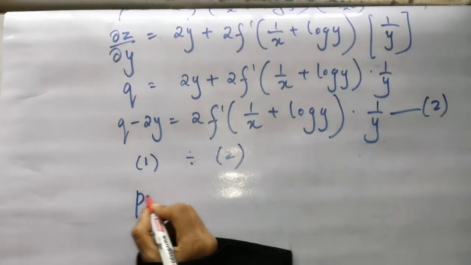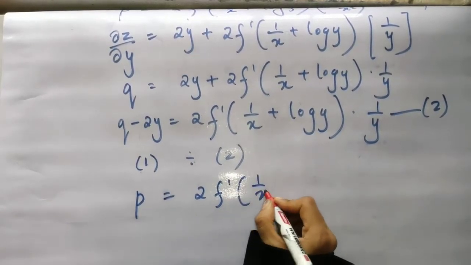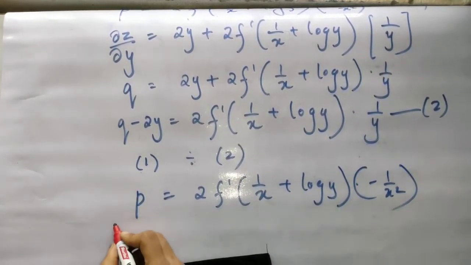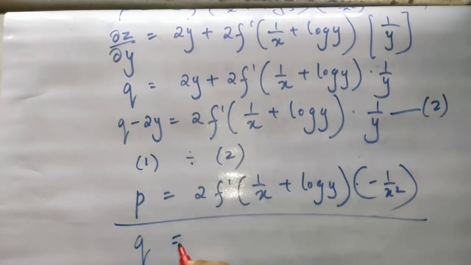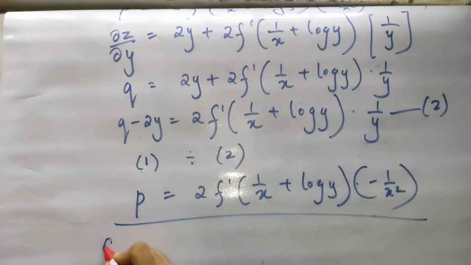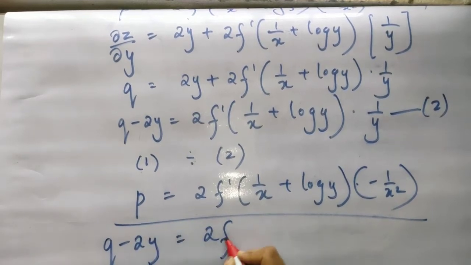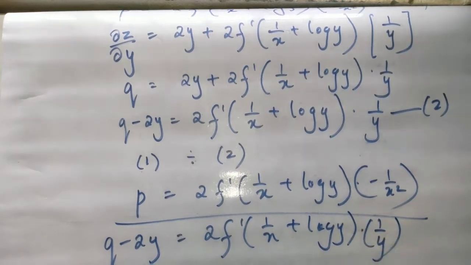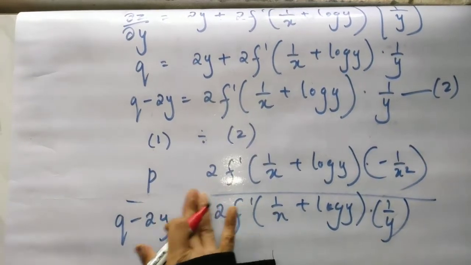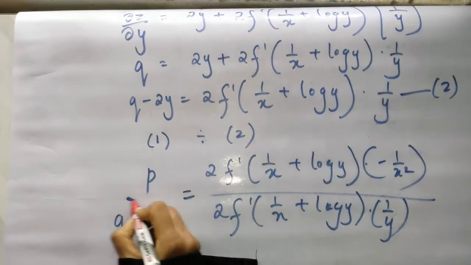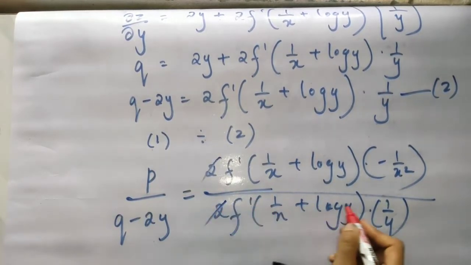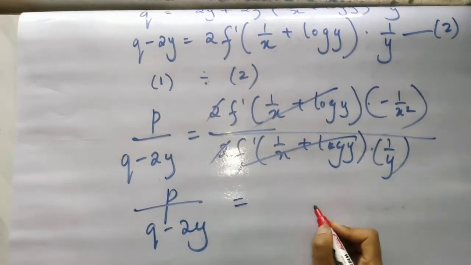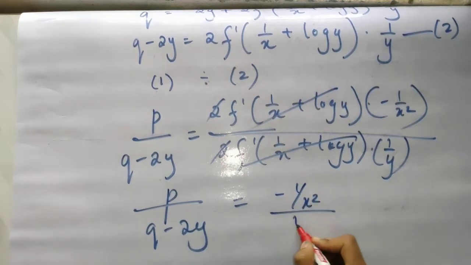So equation 1 is p is equal to 2 times f dash of 1 by x plus log y into minus 1 by x square. This whole thing is divided by q minus 2y, which is equal to 2 times f dash of 1 by x plus log y into 1 by y. Or you can take it separately if you want. P divided by this. So this 2 f dash gets cancelled. So p divided by q minus 2y is equal to minus 1 by x square divided by 1 by y.